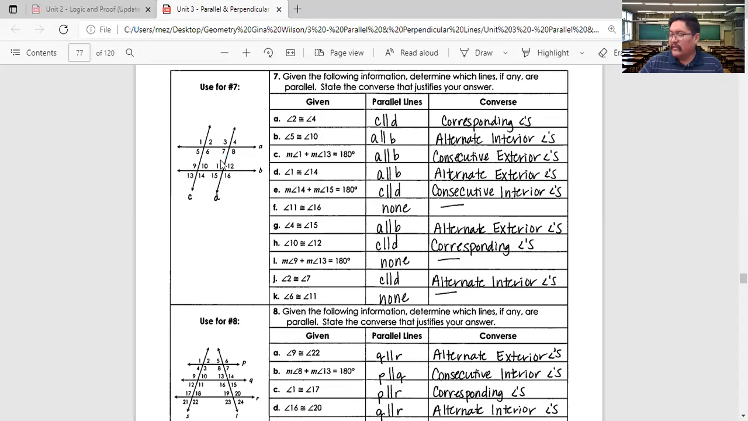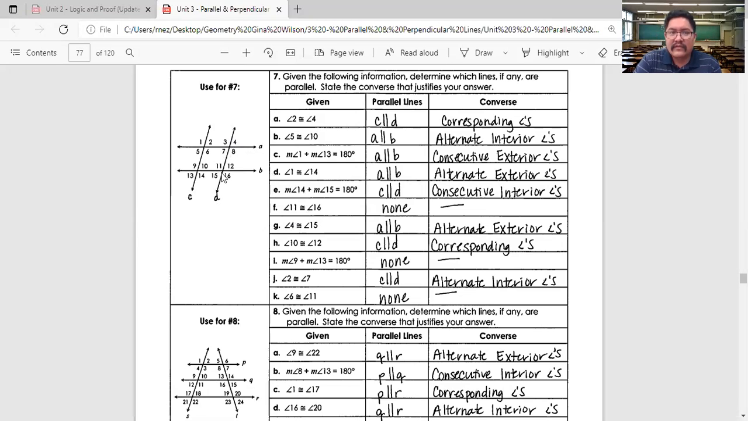All right, let's move to the next one. Angle 4 and 15. So we have 4 here, 15 here. Again, they're both on the transversal D, but one is on A, the other's on B. So A and B are the lines being proven to be parallel. And it says here that 4 and 15 are equal, so they're congruent.